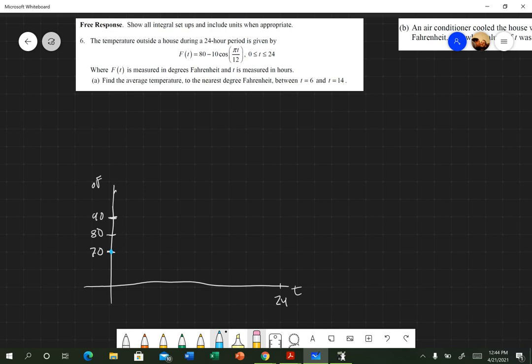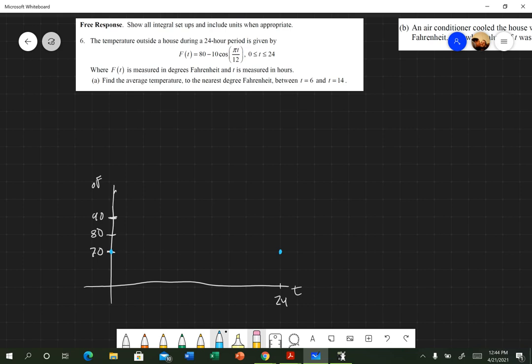Let's do the other extreme on this interval that we have, at time t equals 24. We've got 24 over 12, that's 2 pi. What's the cosine of 2 pi? Well, that is the same value as cosine of 0, which equals 1. So 1 times 10 is 10, and 80 minus 10 is 70. And so we know that at time t equals 0 and time t equals 24, the temperature is going to be the same. It's going to be 70 degrees, both at the start and at the end of this function.